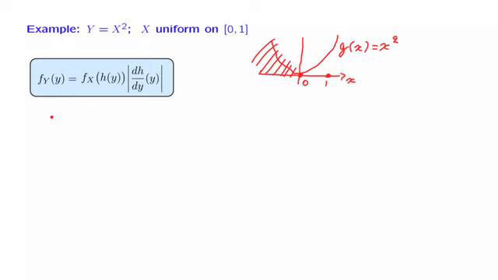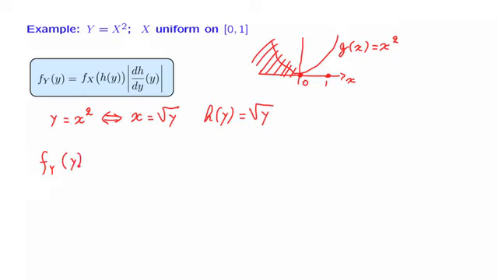So what is the correspondence? Y is going to be equal to x squared. That's the g of x function. And when that happens, we have the relation that x is going to be the square root of y. This tells us that the inverse function, h of y, which tells us what is the particular x associated with a given y, takes the form square root of y. So now we can go ahead and use the formula.